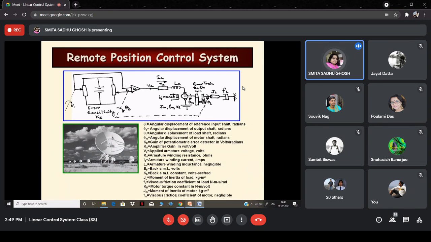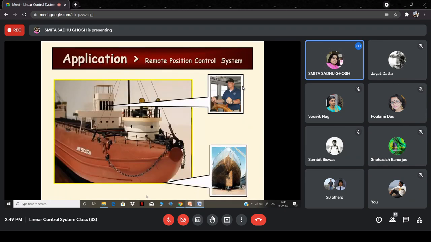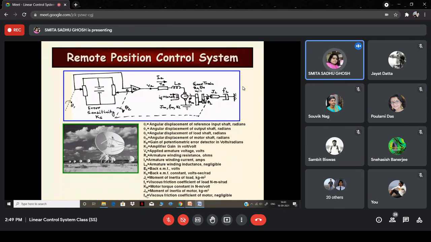So Fm is the viscous friction coefficient of the motor. It is negligible, but anyway, the notation is Fm. Those are the notations which have been used in the diagram, and IF of course is the field current, which is constant, and the gear train has a ratio which is written over here. Small n to 1 is the gear ratio. That about completes the listing for the notations.